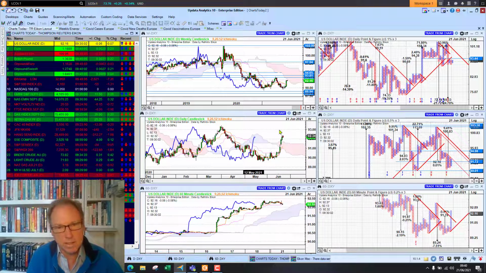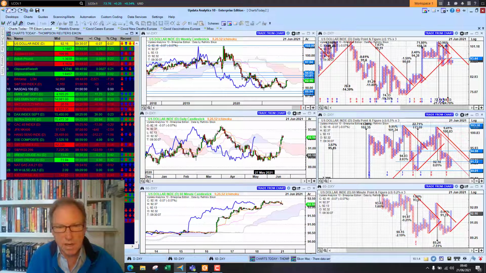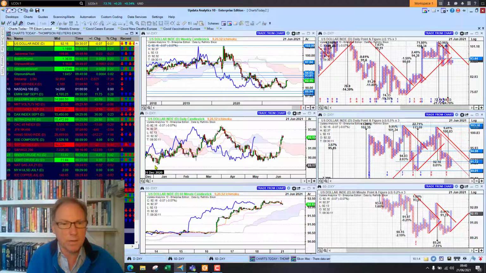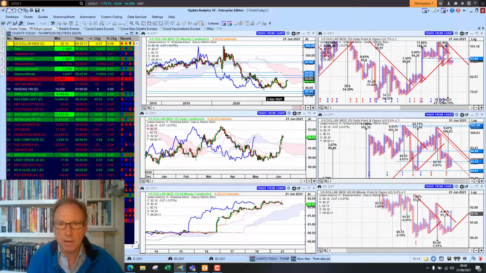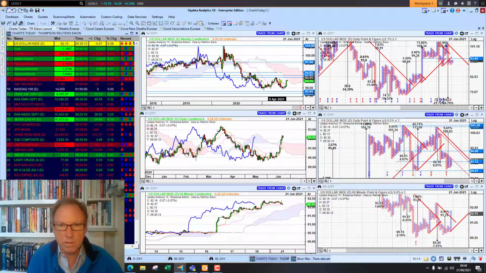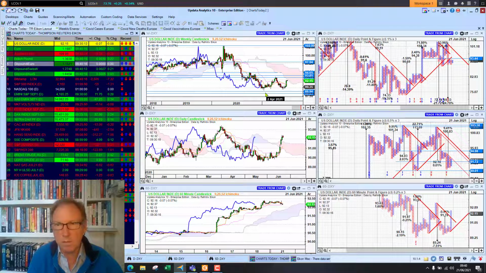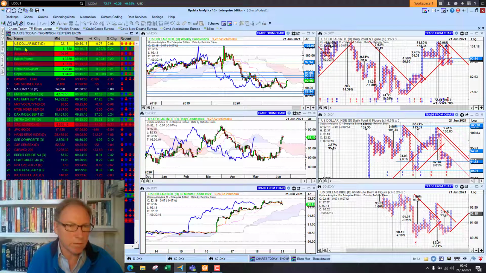The daily chart starting to look more bullish. This is starting to look like a higher low versus the January level, and of course if we break this level that we saw in April, that becomes the higher high. That would be the beginning of a reversal for the dollar.